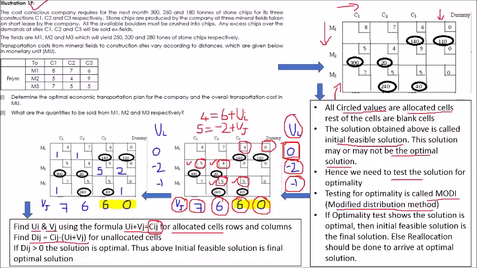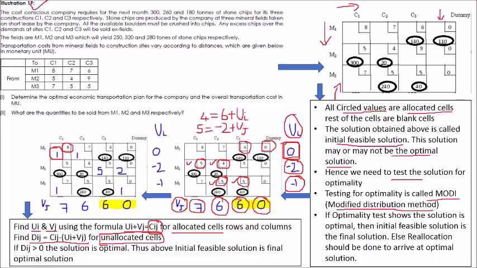Here we are going to find the Dij values, and Dij values will be found for only unallocated cells, only unallocated cells. So here Cij is 8 minus (Ui plus Vj). Ui plus Vj is 0 plus 7, which is 7. 8 minus 7 is 1. This is the Dij value. Dij values are given in blue color.